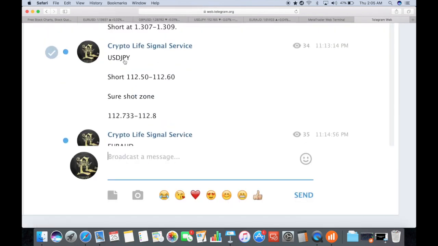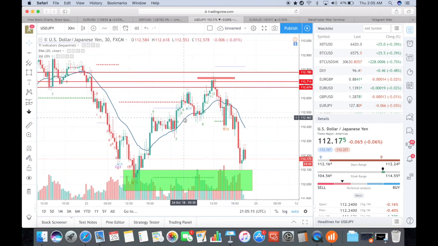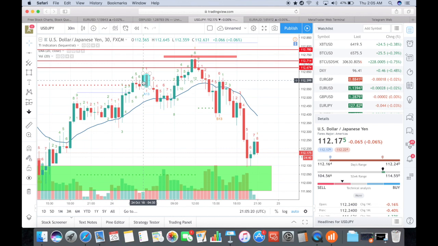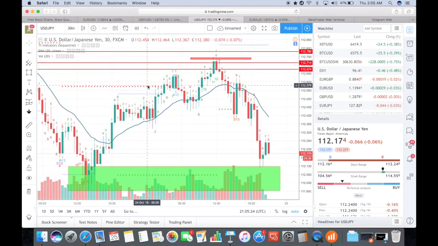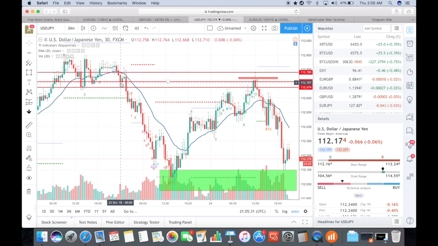Again, USD yen. All right, let me show you short at 112.50, 112.60, and this was a short zone. This was a supply level above this one. So this is USD yen. The signal was given when the price was over here. All right, at this green candle, at this red candle, at this time. And this was based on this supply level.